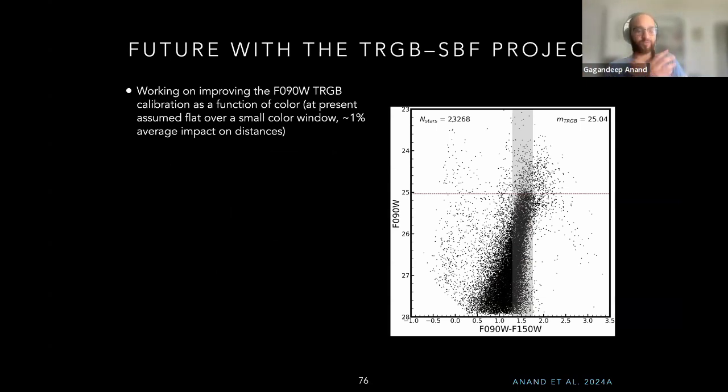And then, as I've mentioned, NGC 4258 right now is the sole calibrator. That color magnitude diagram is shown on the right there. At present, what we're doing is we're taking advantage of the fact that the TRGB is flat over a small color window. If you actually try to carefully measure out what the non-flatness is there, it does have a very small impact on the distances, about 1%. We're currently in the process of writing that work up.